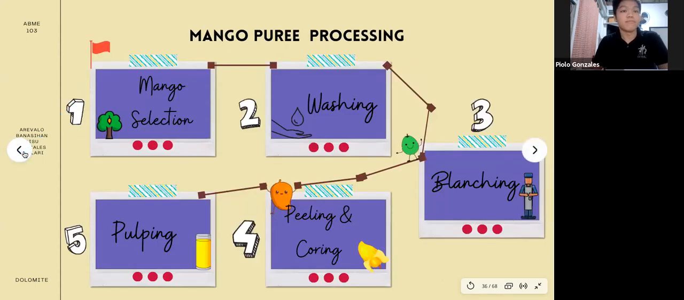Whereas for the mango puree processing, the process is quite similar as compared to the dried mango processing, where drying, cutting, peeling, and coring are just omitted. And it ends with the process of pulping, as you can see, using a mesh with 0.5 millimeter in size, through which the mesocarp passes. The process will produce the puree. Next.